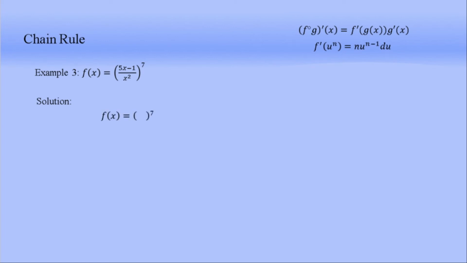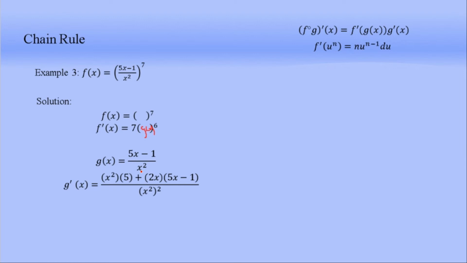So using the power rule for positive integers, it's going to be 7 times (5x minus 1 over x squared) raised to the 6th power. And then we're going to apply the derivative of the inside function. So g of x is equal to 5x minus 1 over x squared, so we're going to use the quotient rule.